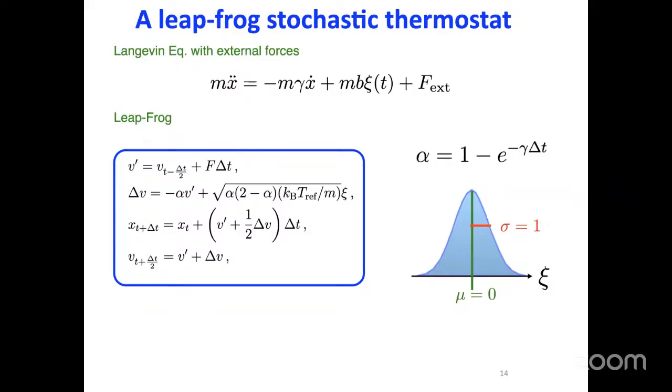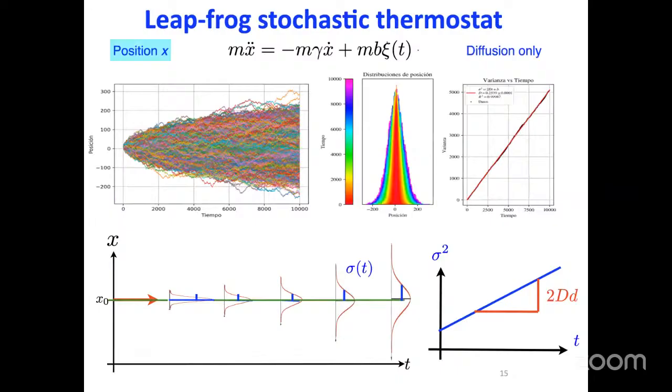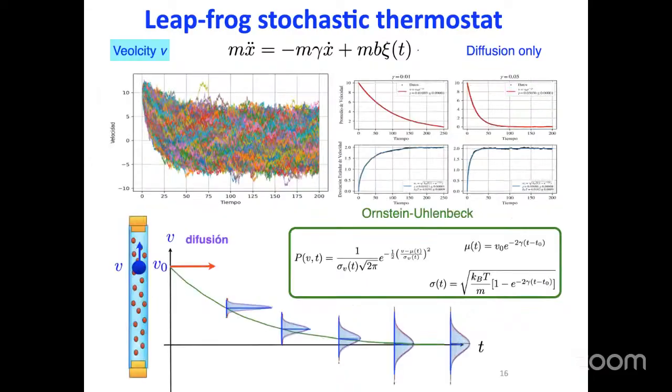And then with this protocol, you can simulate, for instance, free diffusion only. So what you have for the position is what you expect. It's free diffusion, so it is a Wiener process. And what you have for the velocity is an Ornstein-Uhlenbeck process. So everything is running fine. So now we can use it.